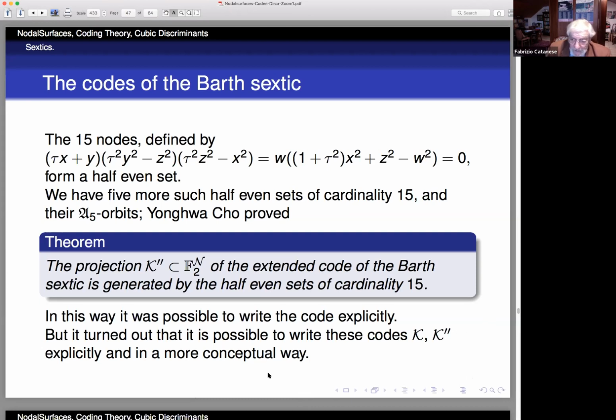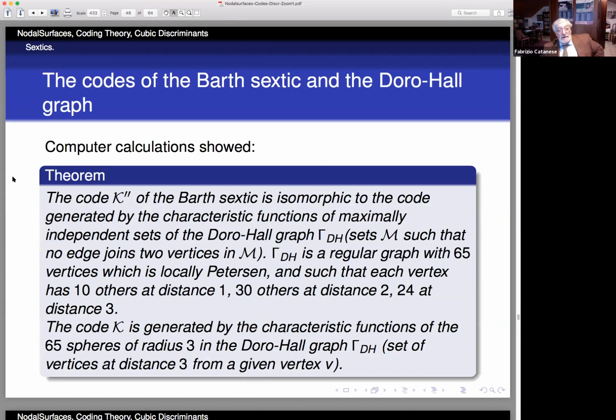Now, this description was complicated, but it turned out that it's possible to describe these codes in a more conceptual way. So it seems that the codes of the Barth sextic are related to a graph found by Doro and Hall many years ago. The code of the Barth sextic is isomorphic to the code generated by the characteristic functions of maximal independent sets of the Doro-Hall graph. A maximal independent set means a maximal set M such that no edge joins two vertices. This graph is a regular graph with 65 vertices, which is locally Petersen.